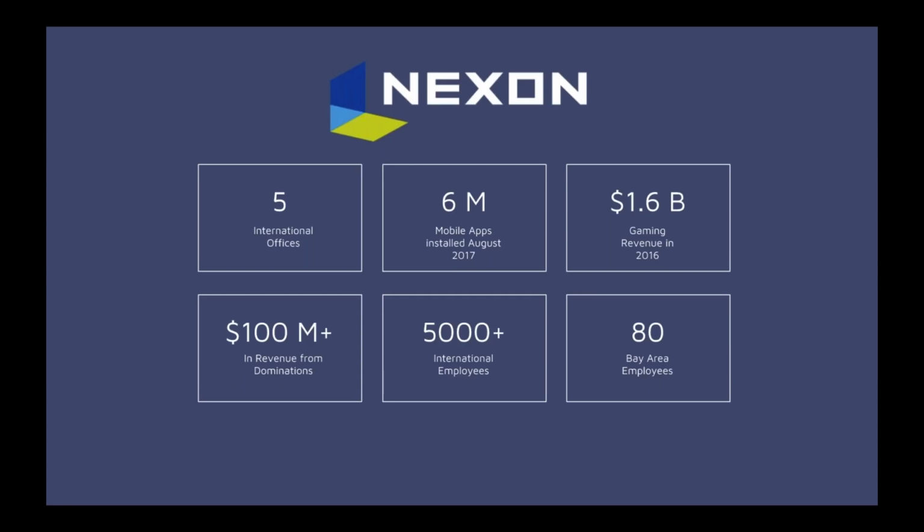Last month we had over 6 million mobile apps installed, and in 2016 the company generated over 1.6 billion in gaming revenue. 100 million of that was revenue from Dominations, which is our oldest mobile title that we run out of our office. Nexon has around 5,000 plus employees internationally, and there are about 80 of us here in our Bay Area office.